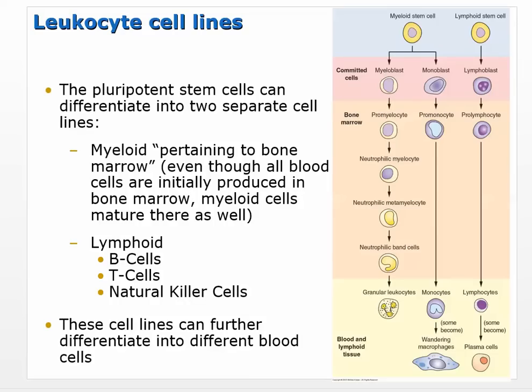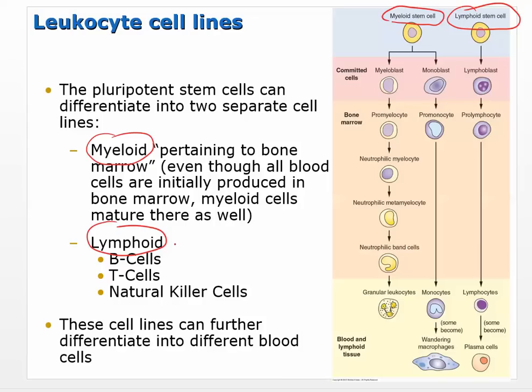All right. So the cell line. So if we drill down again and we just look at these two cell lines, focusing on the myeloid and the lymphoid, we can see the same thing. So the pluripotent stem cells can differentiate into these, the myeloid and the lymphoid. And again, the word myeloid comes from bone marrow. Okay, so that's its origin. And so when we say that, it pertains to the bone marrow, even though all blood cells are initially produced in the bone marrow, myeloid cells mature there as well, and we'll talk about that later.